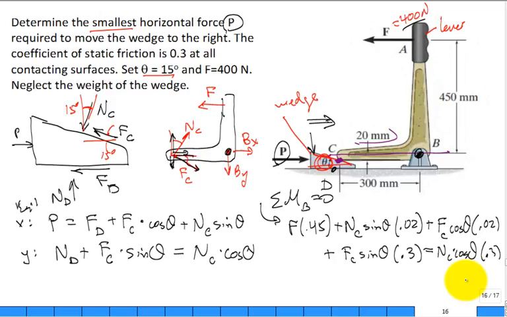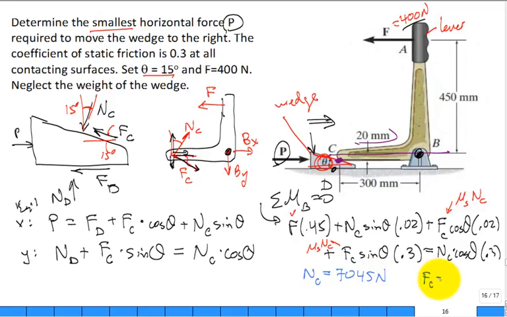So at this point, it's like, check, I know what that F is. I know the distances. You can replace F of C by mu sub S, which is the same mu sub S, times N sub C, true. Mu sub S times N sub C. So I can pull N sub C out of this equation, and we can actually solve for it. We can solve for N sub C. N sub C comes in at 7045 newtons. One equation, actually, with one unknown.